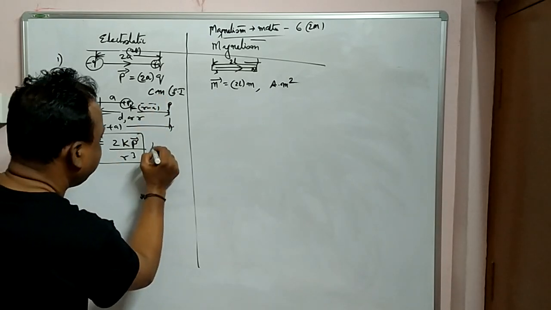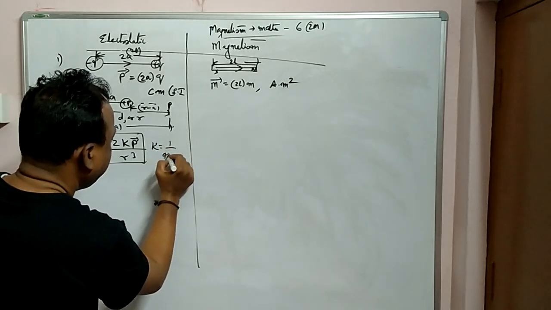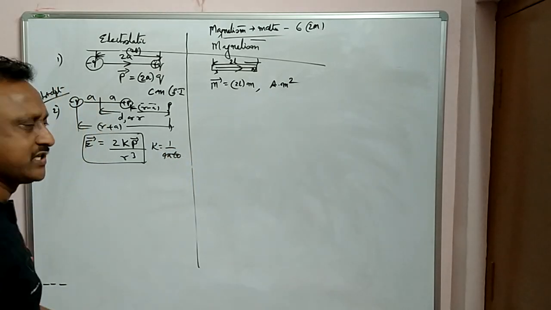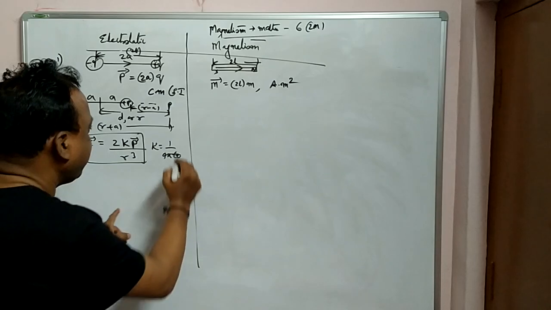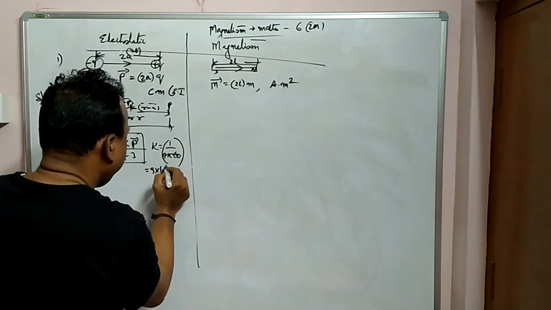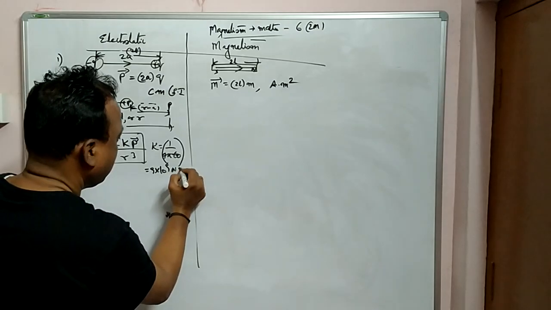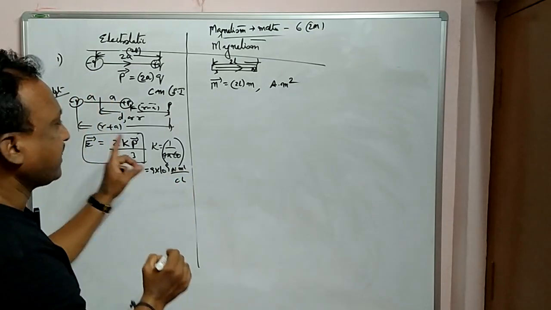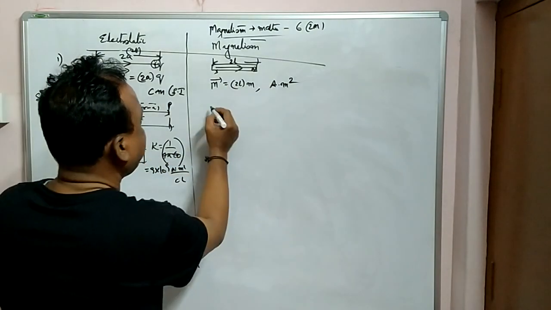K is a constant. K is equal to 1 by 4 pi epsilon naught, which is equal to 9 into 10 power 9 Newton meter square per Coulomb square. Here on the axial line. Same thing for the magnet.